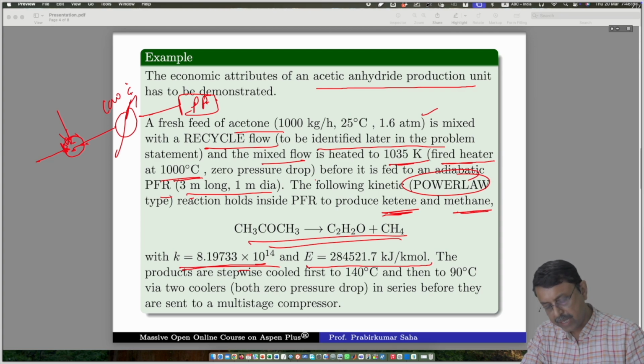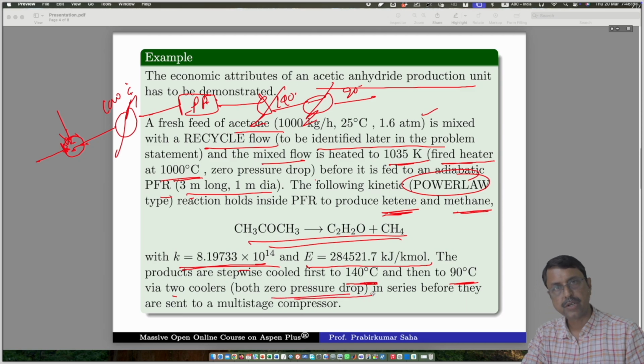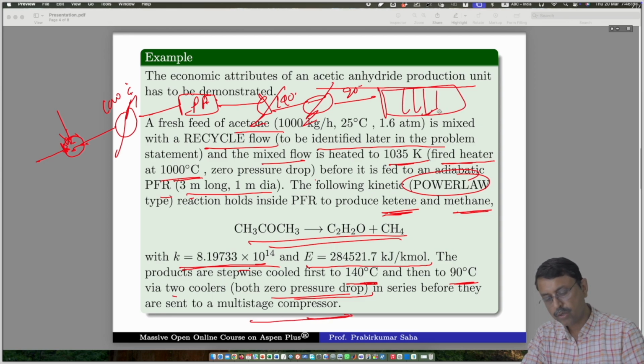The products are stepwise cooled, first to 140 degrees centigrade and then to 90 degrees centigrade. So after the PFR, we will have two coolers in series, and here it will be 140 degrees centigrade and here it is 90 degrees centigrade. Stepwise, it will be cooled. And in both the coolers, there will be zero pressure drop. And they will be in series before they are sent to a multi-stage compressor. So there will be a multi-stage compressor over here. Okay. So this is the chain of equipment we will employ.